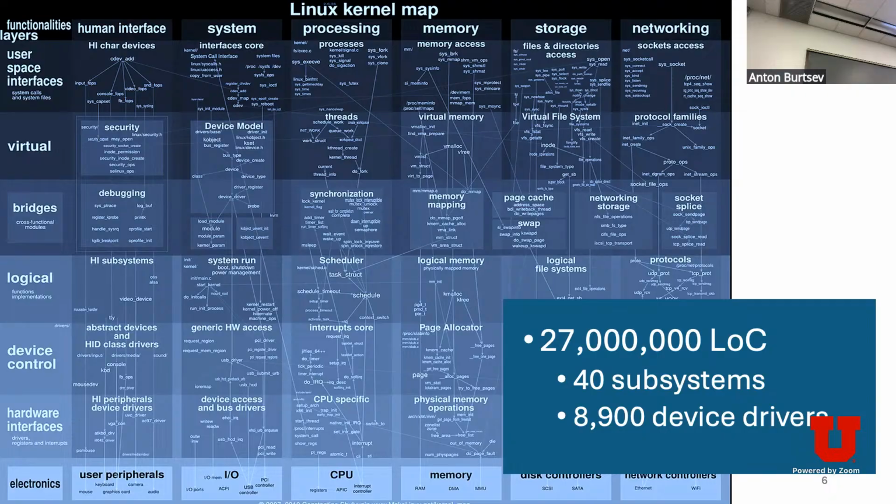And Linux today, from probably last year, quotes 27 million lines of code. x86, remember, was 10,000 lines of code, right? It's giant now, with 40 major subsystems and roughly 10,000 device drivers. At this point, it's written in C, unsafe, and it's very hard.